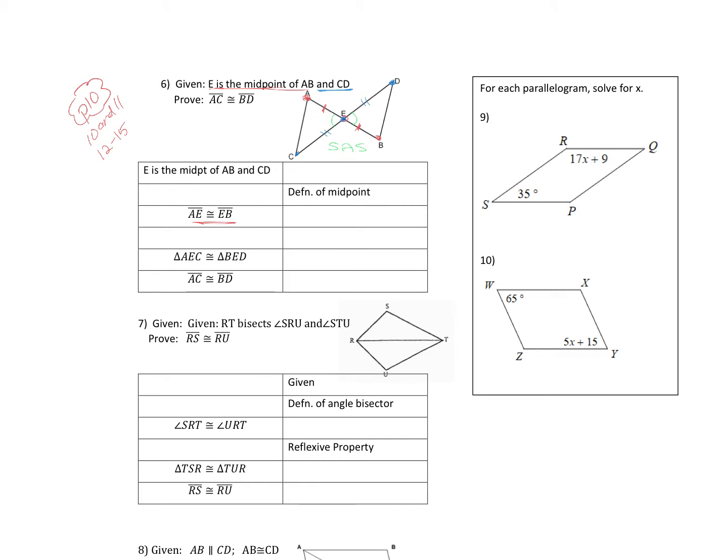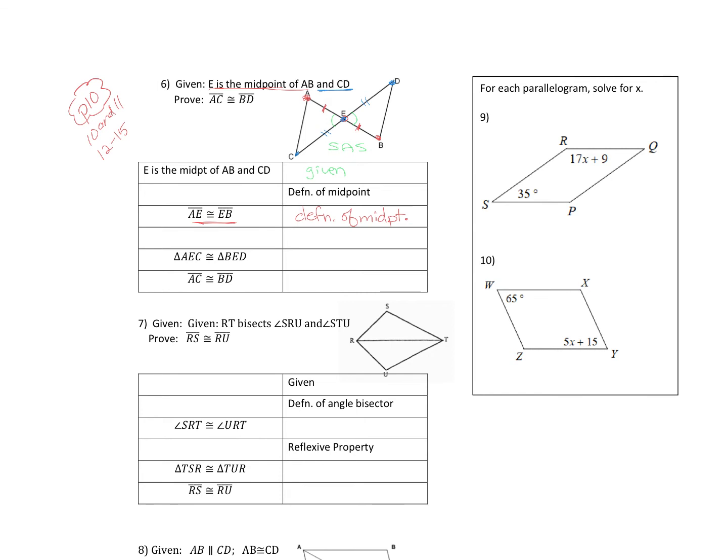So let's start filling this out. Well, the first line's always my given, and you'll see what's written there completely matches my given up above. Now the next one, definition of a midpoint, and then the next one has AE congruent to EB. Well, I know AE is marked in red and EB is marked in red, and that was the definition of a midpoint. I marked them congruent because E was the midpoint.